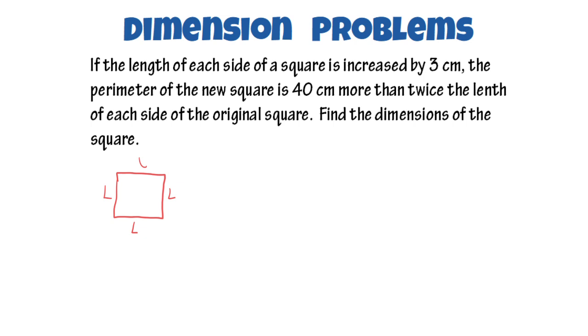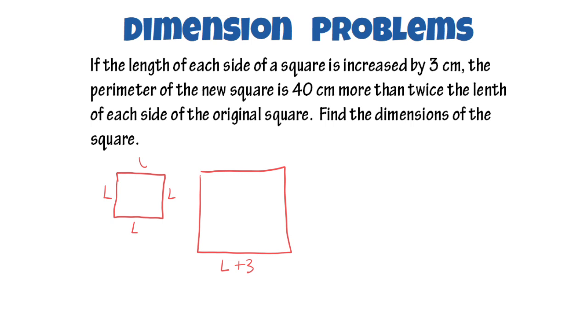Now, the length is going to increase by 3. So if it used to be 10, it's now 13. If it used to be 15, it's now 18. It increased by 3. So it's going to get bigger. It's going to look like this. And what used to be an L would now be an L plus 3. And then each side would be that L plus 3. All right, so I have an understanding then of what's going on.